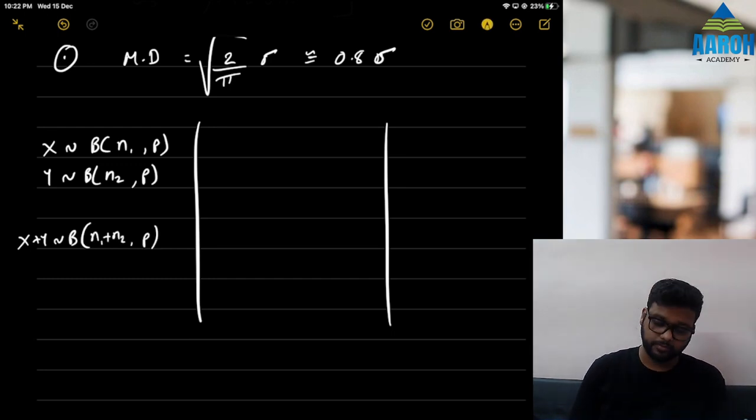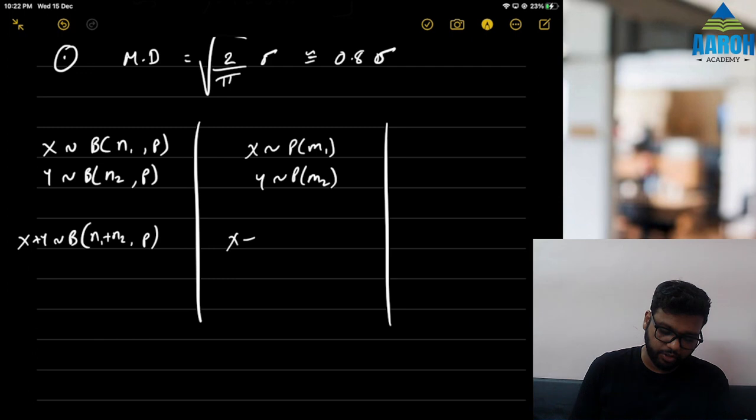If x follows Poisson distribution with m1, and y follows Poisson distribution with m2, then x plus y follows Poisson distribution with m1 plus m2.